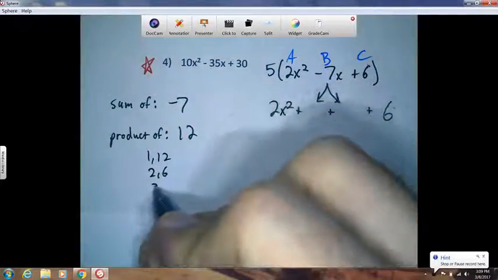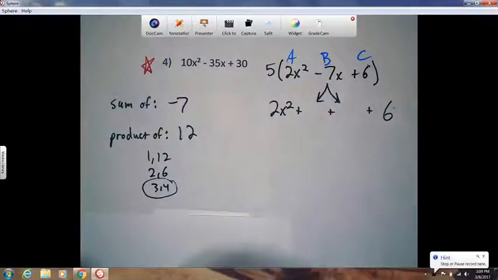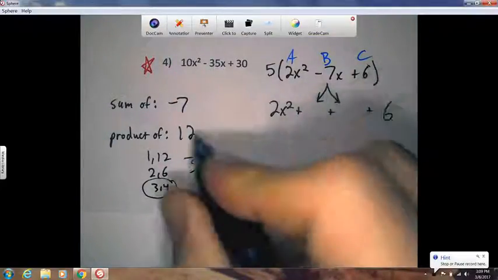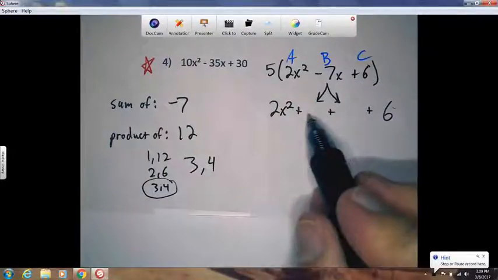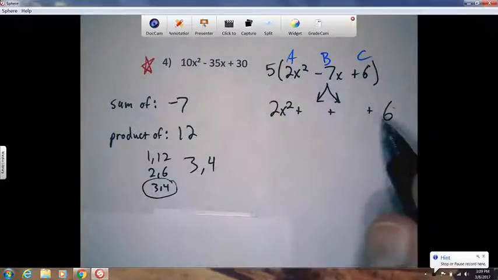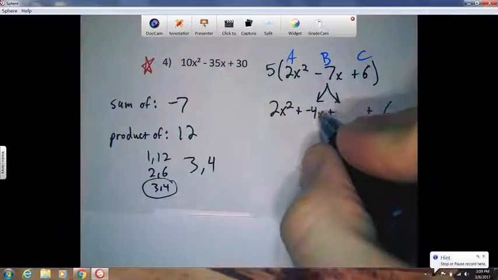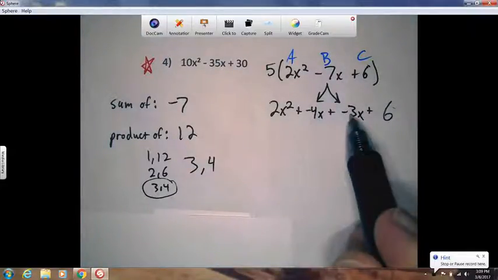They both need to be negatives because they need to add to a negative 7. I'm going to put the 4 here because 4 is divisible by 2. I'm going to put the 3 here. So minus 4x minus 3x. So double check. Negative 4, negative 3, it does add to negative 7. Then you can factor by grouping.